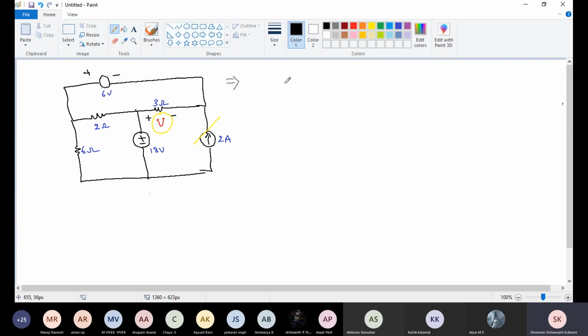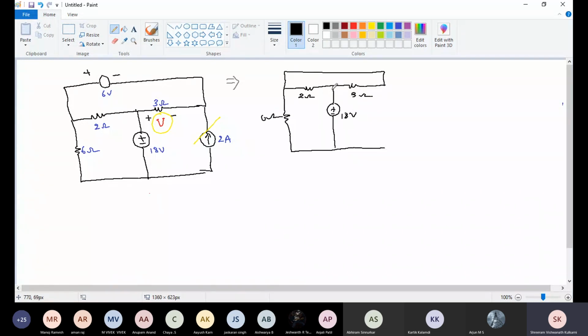Now consider the 18 volt. It means I am going to short circuit the 6 volt. If I consider the 18 volt, with the 6 ohm, this one is open circuit and this one is short circuit.